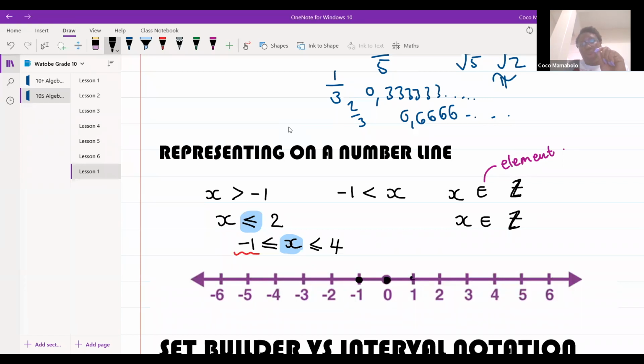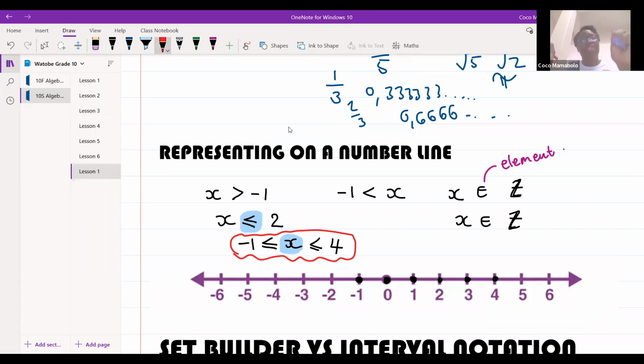1. Good, 1. And then what comes next? 2. Good. And after 2, it will be 3. And then after 3, it will be 4. Good. I'm going to include 4. Can I include 5? No. Why not? Because it is not an integer. Okay, good. It is an integer, but it's not included in this set that I want. Do you understand? I only want the numbers in between -1 and 4.